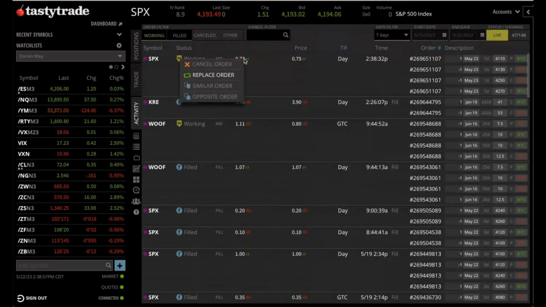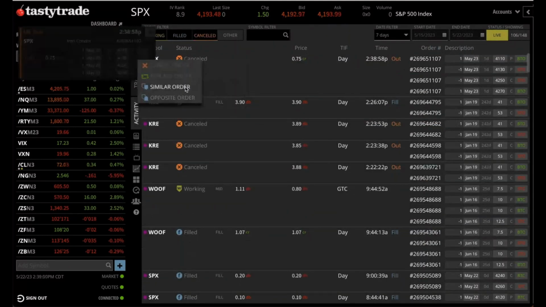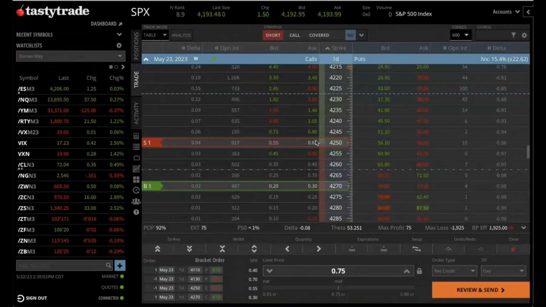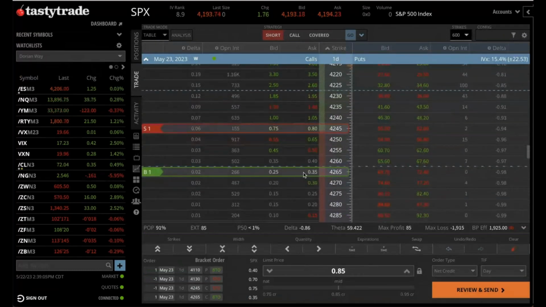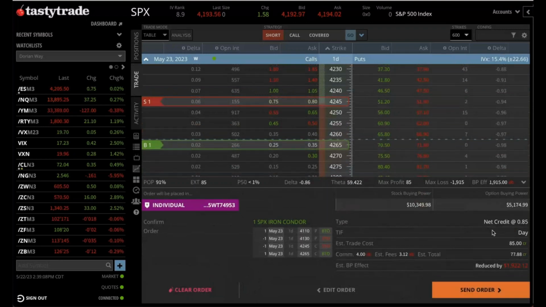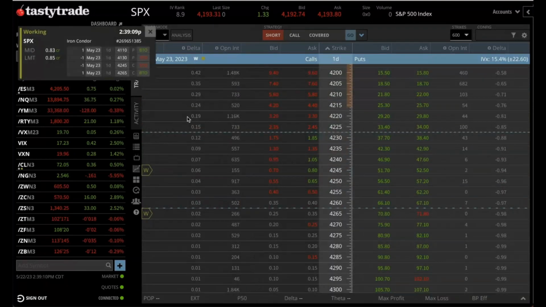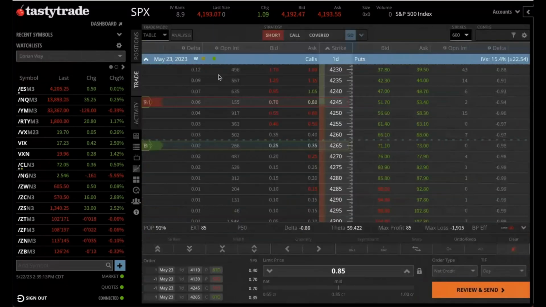So what we're going to do is cancel that, and we're going to adjust the call side and see if we can get filled for the amount. We're still going to be 2 times the expected move on that call side. So now that's 85, right? So we're going to send that, and we're not going to get filled. So we're going to drop it immediately to 80 so we can get filled. And we should be able to get filled at 80.